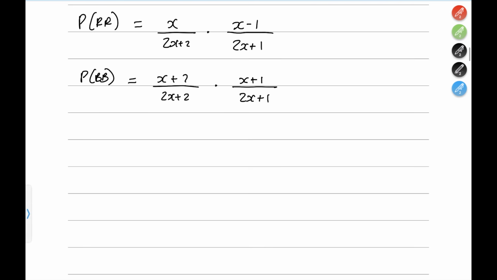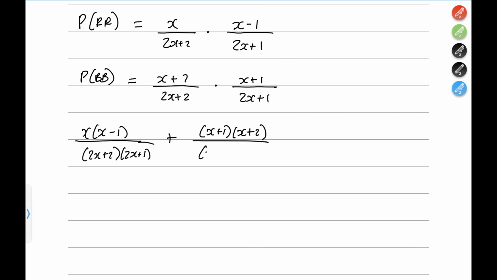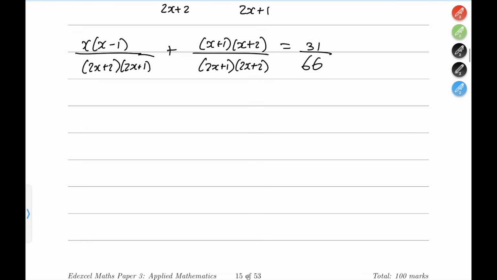So now let's add those together. x minus 1 over 2x plus 2, 2x plus 1, plus x plus 1, x plus 2 over 2x plus 1, 2x plus 2 is equal to 31 over 66. And you can see here the denominators are the same on the left-hand side. So we're just going to combine it into one fraction. So x squared, and we're going to expand at the same time.